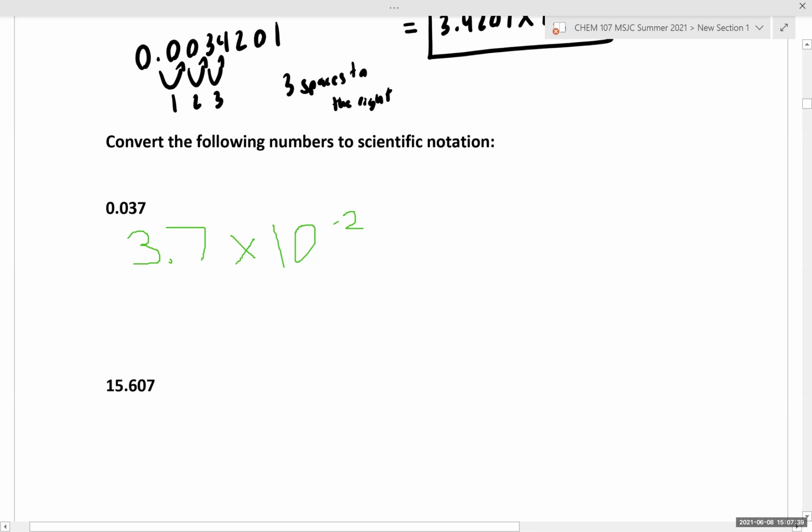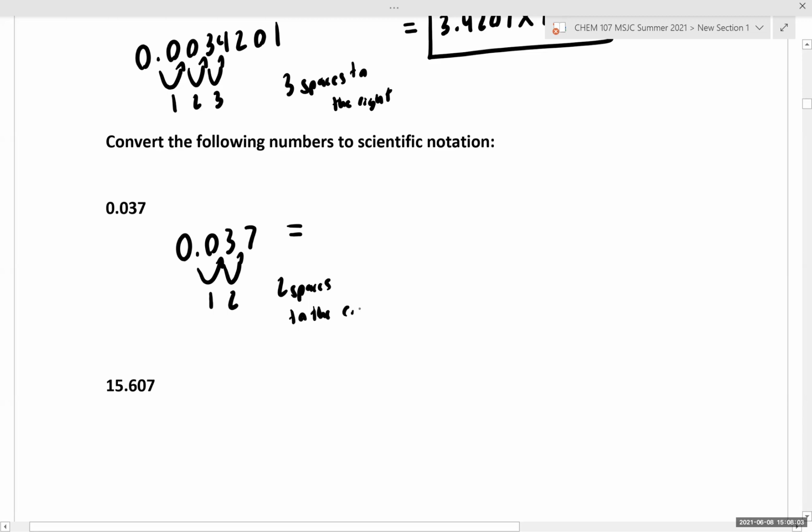Yep, so they converted the top number into 3.7 times 10 to the negative second. So let's talk a little bit about that then. So we have 0.037. To convert this to a number between 1 and 10, we move our decimal point 2 spaces to the right. That in turn gives us 3.7 times 10 to the negative second.